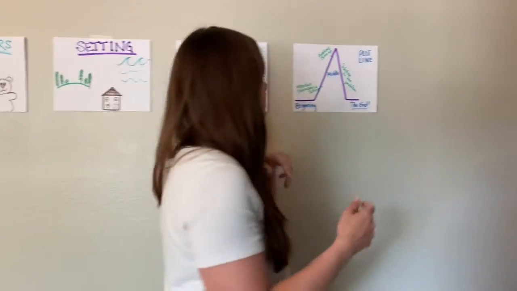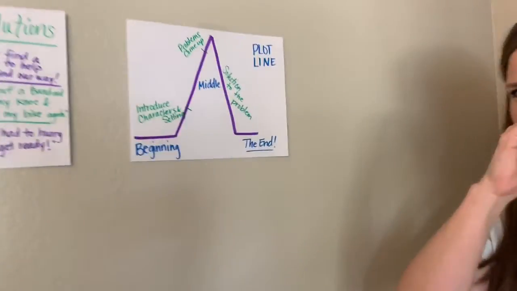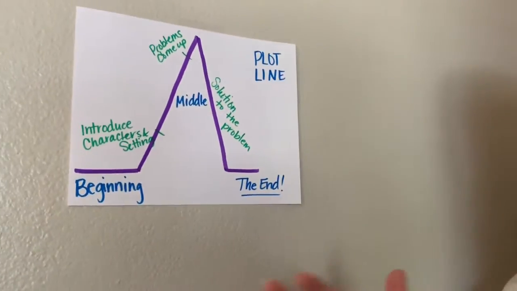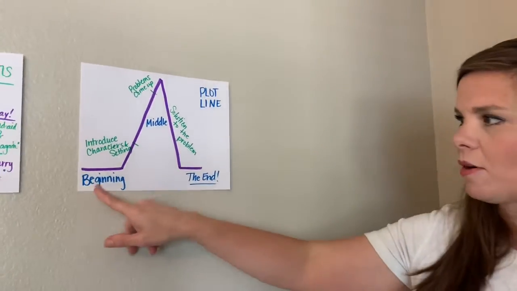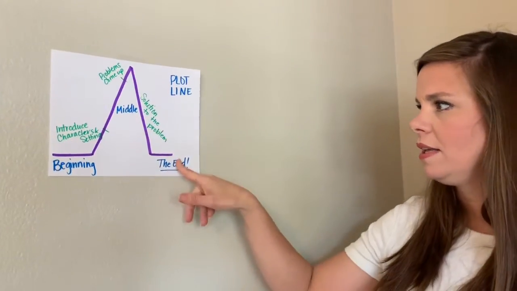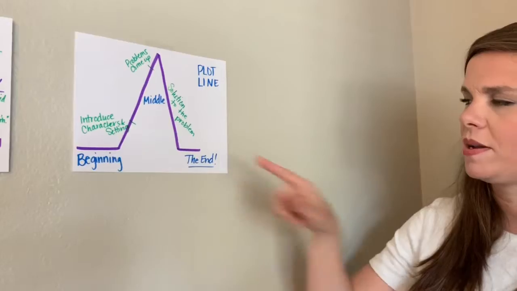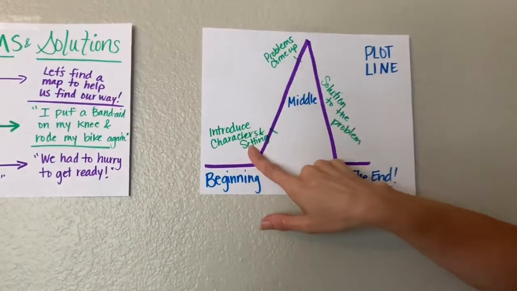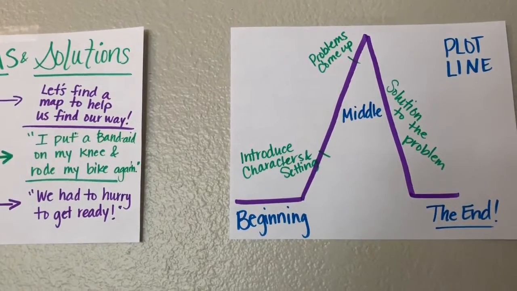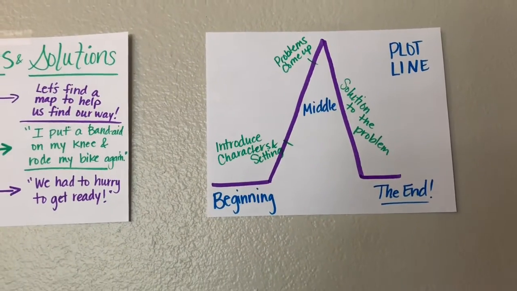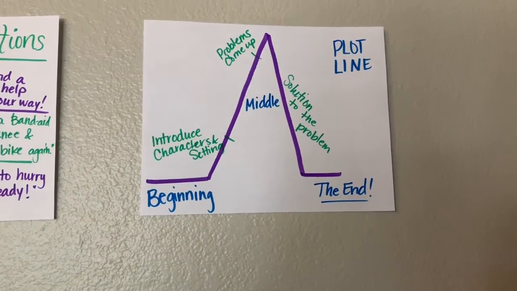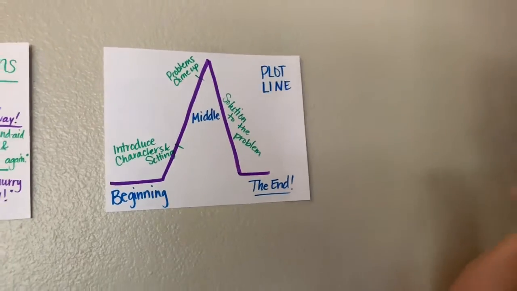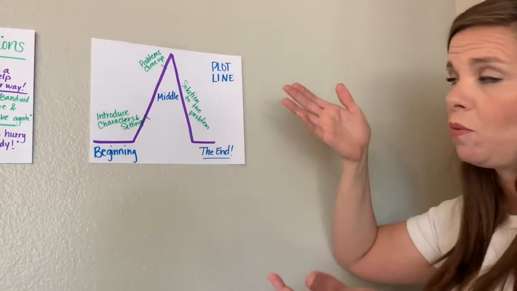So then I'm going to come over here to our plot line. That's what we call a story map, a plot line, different things we call it. It's going to have our beginning, our middle, and then end. We know that when we talk about summaries and things like that. So at the beginning of your story, you're going to introduce your characters and your setting, your when and your where, and who is in your story. You can add characters later on, but those are your main characters. There may just be one.